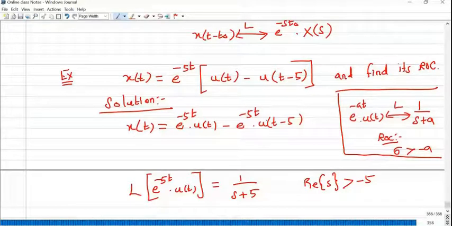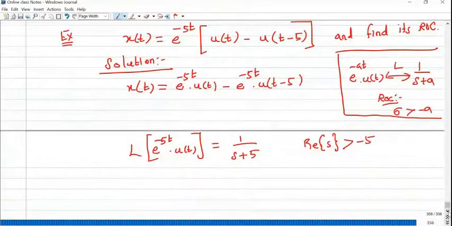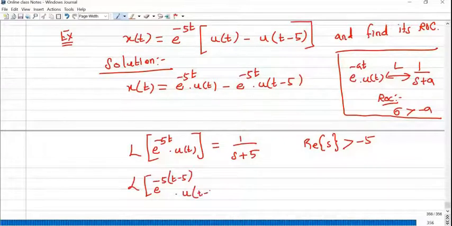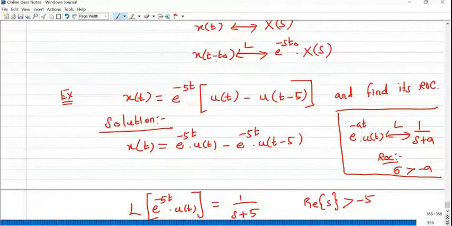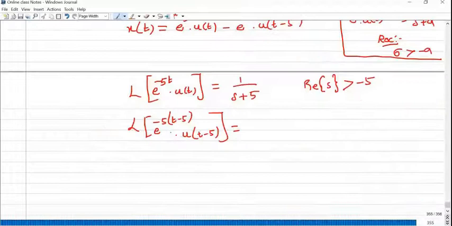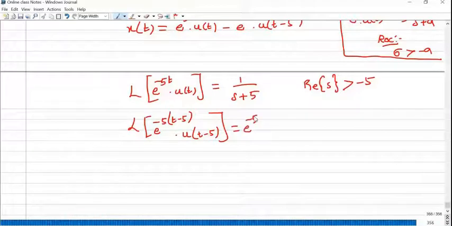Here the time shifting is not there in the exponential, but there is time shifting in the step. Then how to find this? Let us find the Laplace transform of e power minus 5 shifted by t minus 5, into u of t minus 5. First, as per the time shifting property, for a shift of t minus t naught, the result is X of s multiplied with e power minus s t naught. In this example, t naught value is 5, so e power minus 5s into X of s.